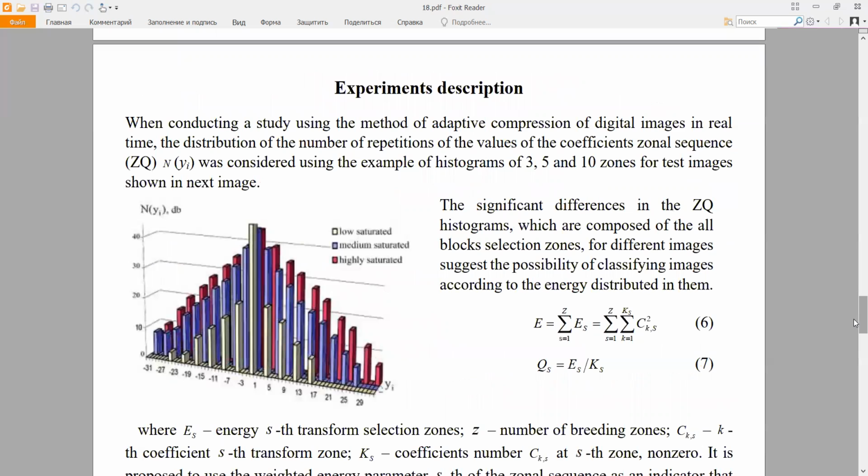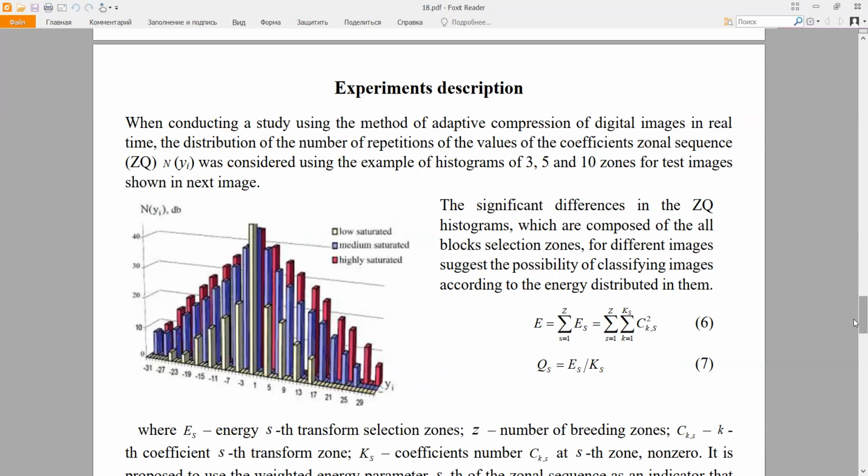When we make our experiments, we need to say that when conducting a study using the method of adapting compression of digital images in real time, the distribution of the number of repetitions of the values of the coefficient zonal sequence ZQ was considered using the example of histograms of 3, 5, and 10 zones for test images shown in the next image on the slide.